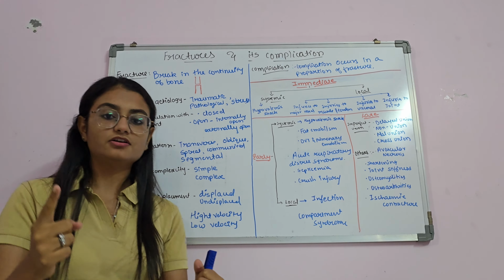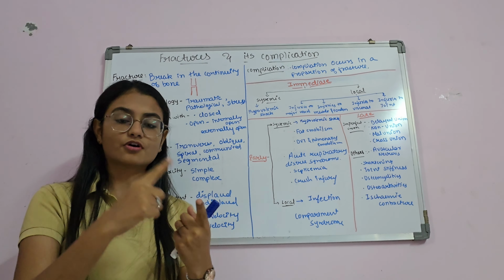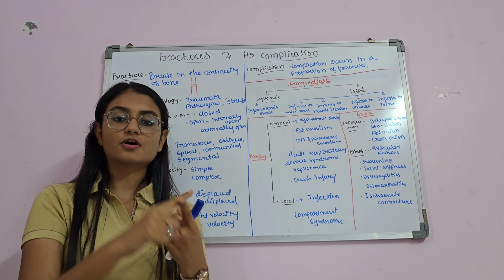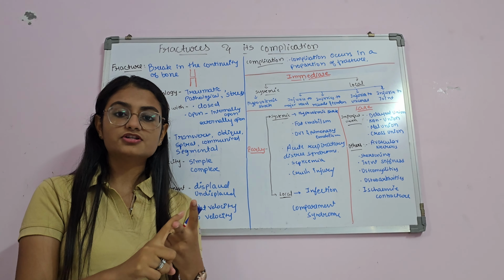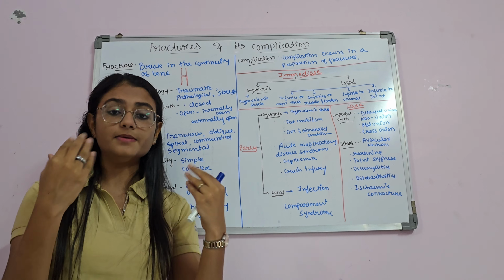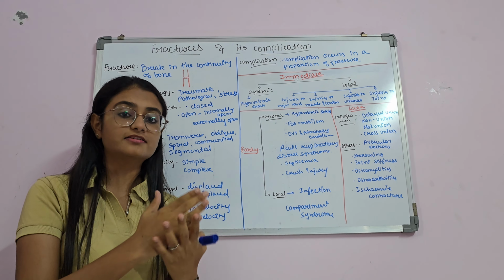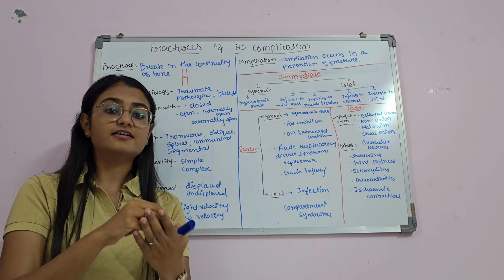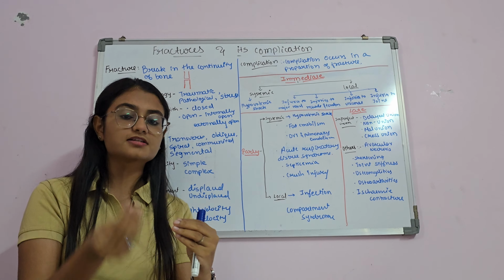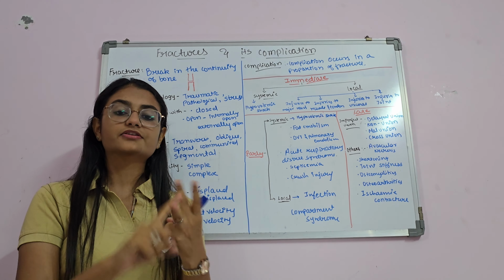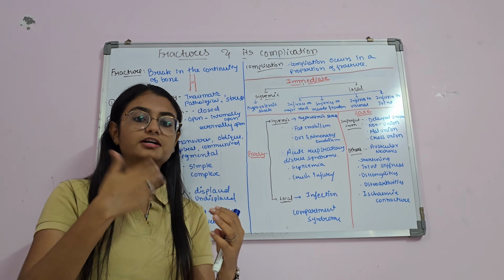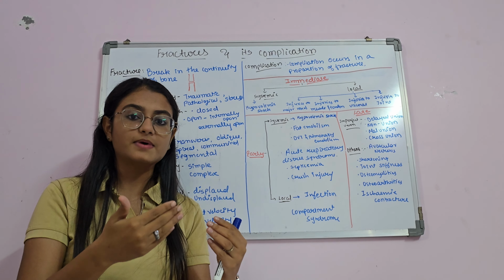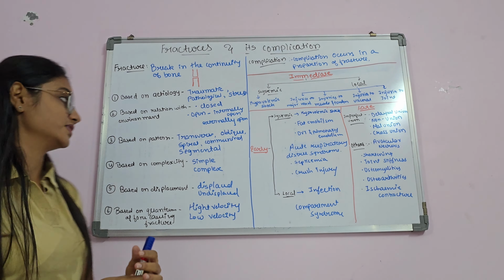First is based on etiology. For etiology there are 3: traumatic, pathological and stress. Traumatic: a fracture caused due to any trauma is known as a traumatic fracture. Pathological fracture: if a pathology is already present in the body, for example osteoarthritis or osteoporosis, and that pathology leads to a fracture, that is known as a pathological fracture. And the third one is stress fracture. If repetitive injury occurs to a body part and that leads to a fracture, that is known as a stress fracture.